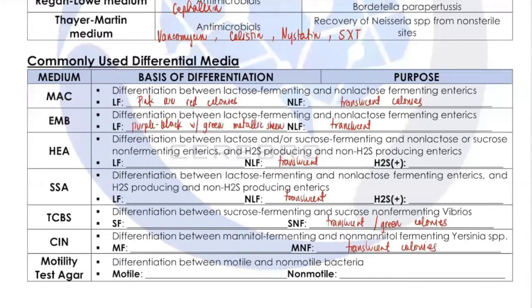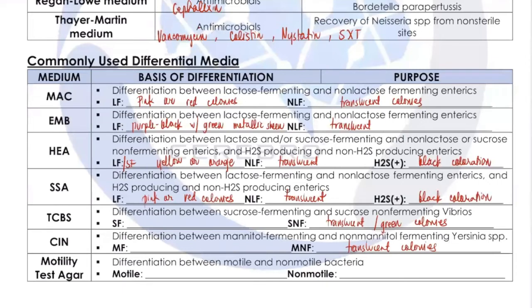Then we have hektoen enteric agar. Lactose fermenters and sucrose fermenters will have yellow or orange colonies. H2S production can also be exhibited here, resulting in black coloration. Then we have SSA, Salmonella Shigella agar. Lactose fermenters will have pink or red colonies. Non-lactose fermenters, of course, will have translucent colonies, and H2S producers will have black coloration.